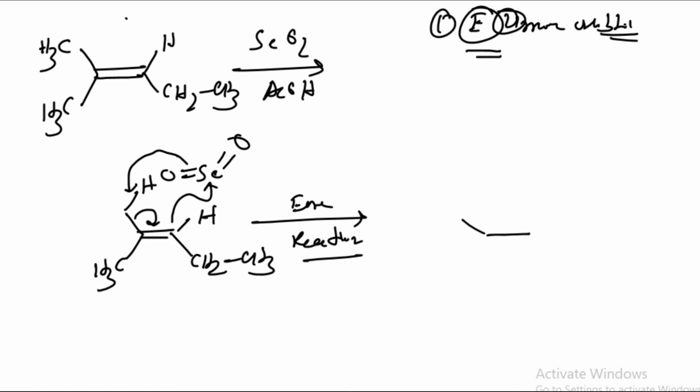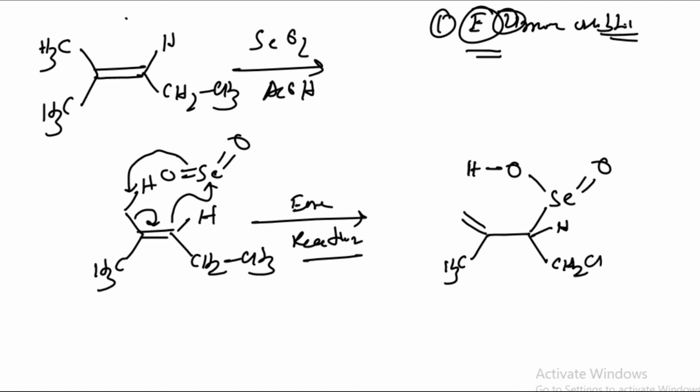So we get selenium here, with one selenium-oxygen double bond and one OH, and there is CH3, and there is one hydrogen already there and another CH2CH3. The first step is the ene reaction. Then the second step is the 2,3-sigmatropic shift.